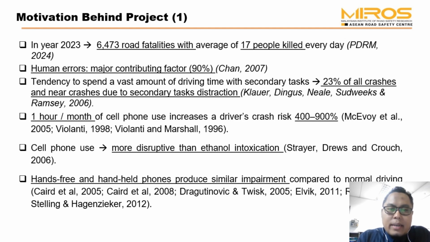Research has shown that as little as 1 hour per month of cell phone use while driving increases driver crash risk by about 400 to 900%. Cell phone use while driving has also been reported to be more destructive than ethanol intoxication. The use of hands-free and handheld phones produces similar impairment in performance compared to normal driving without using a phone.